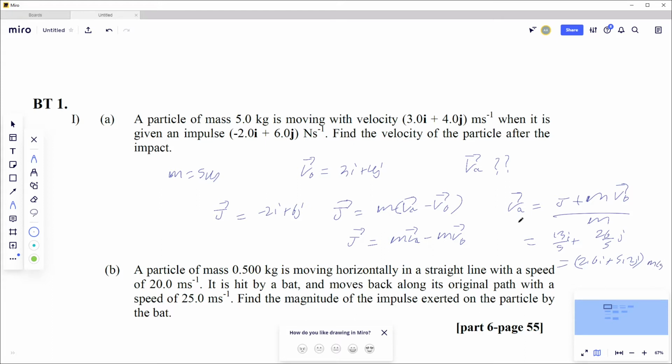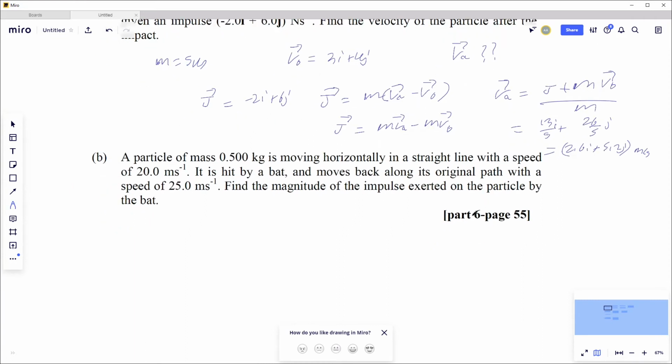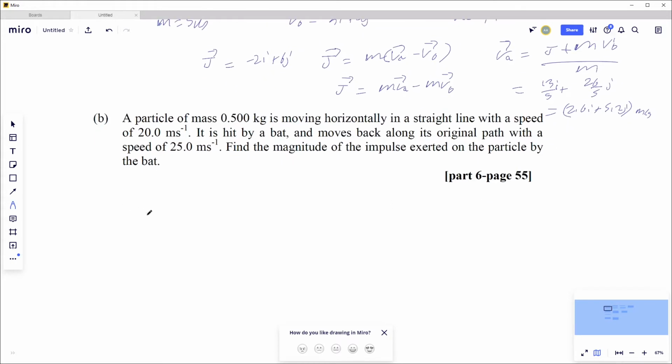Now the next one is the exact same formula, it's just that we're looking for impulse now. We have the speed before and speed after, and we have the mass, so we need to find the impulse. Now the impulse needs a direction. It's a vector quantity, so you have to figure out from these speeds their directions so that you can get them to be velocities.